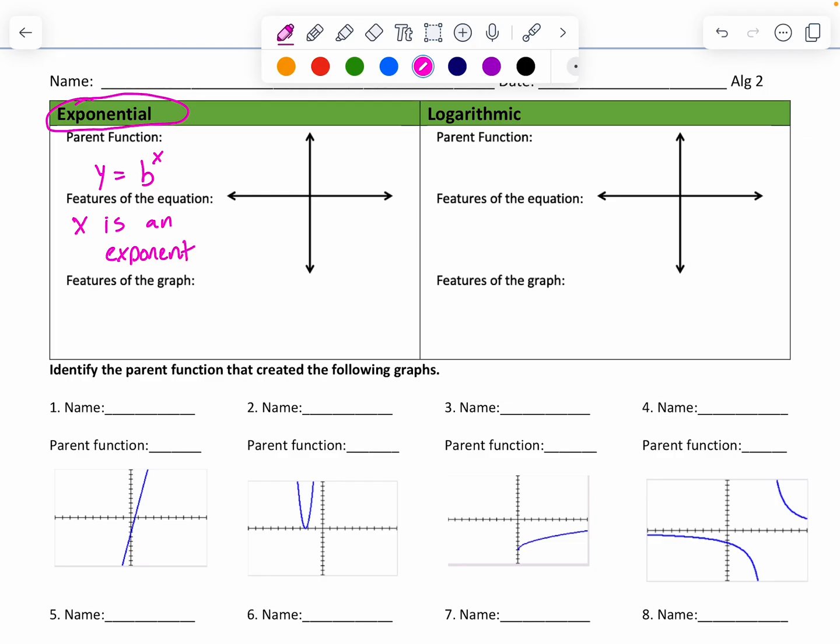The way exponentials look as a graph is that the graph starts off flat and then curves up and grows exponentially. Just like those rational functions, there's an asymptote here, like an invisible line that this is never going to cross. It's going to get really close to the x-axis, but never actually cross it. So features of the graph: it starts flat, then it curves up exponentially.